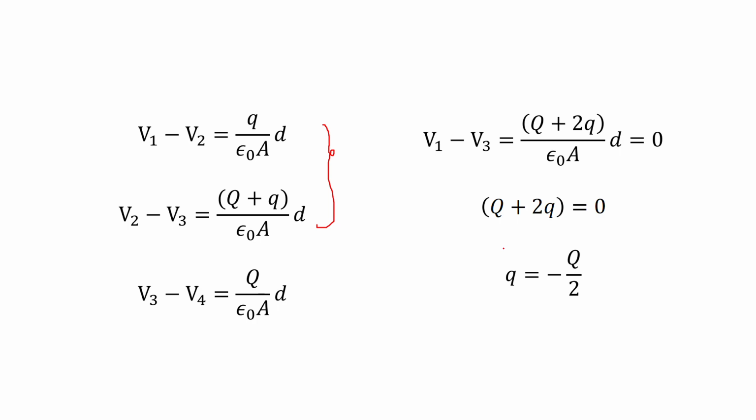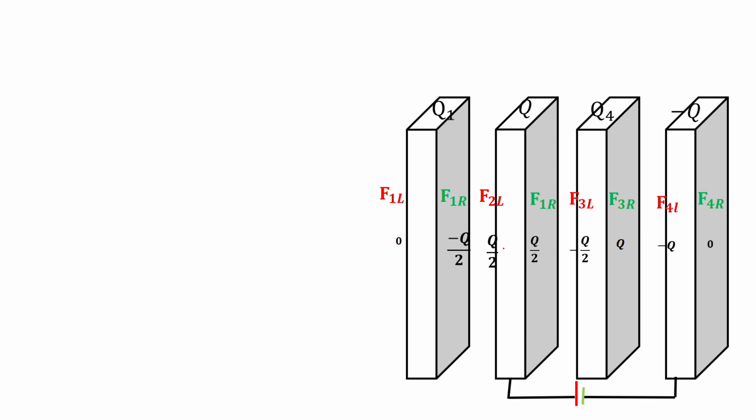Once this small q is known, everything is almost known in terms of capital Q. We can write capital Q plus small q, and if we substitute the value of small q, we will get Q by 2. Now this value we have calculated. This is qt, and that is 0. And similarly, this value is also qt, and it is 0. And small q we have calculated. Small q is minus Q by 2.